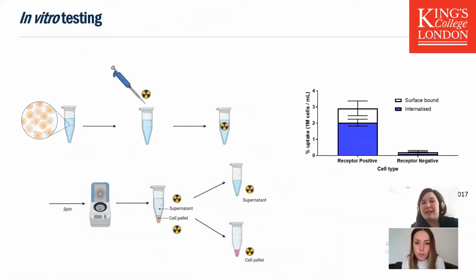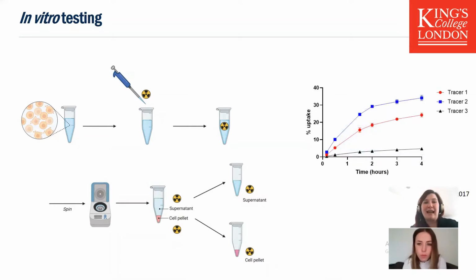So here are some basic examples of how studies using cell culture can be used to assess radiotracers. Cells can be suspended in an Eppendorf, and then the radiotracer is added and incubated. Then cells are spun to separate the supernatant and the cell pellet, and the amount of radiotracer in each of these two fractions is measured. This allows you to compare uptake in different cell types, for example, those with the receptor and those without. And you can see an example of this in the graph.